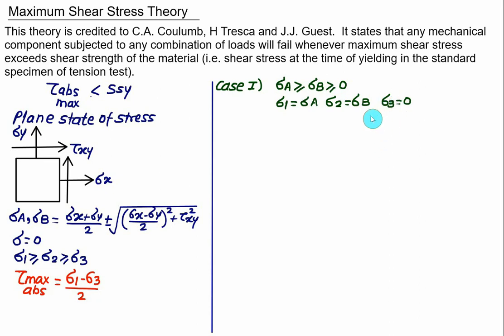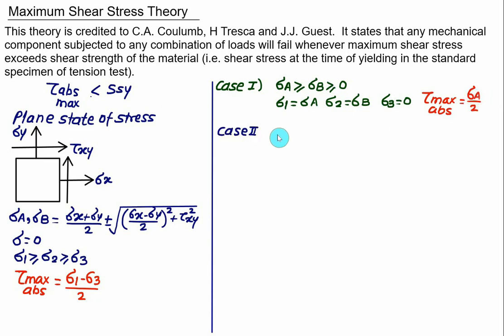If this situation occurs, then according to the definition of the maximum value of the shear stress, that is the overall maximum shear, tau max absolute is equal to sigma 1 minus sigma 3, which is the same as sigma A divided by 2.